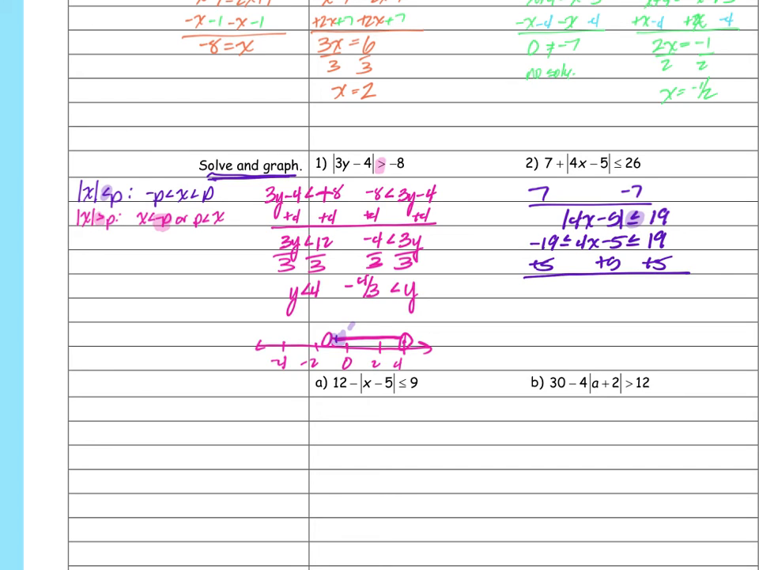And I get negative 14, 24, divide by 4. Negative 7/2 is less than or equal to x, which is less than or equal to 6.